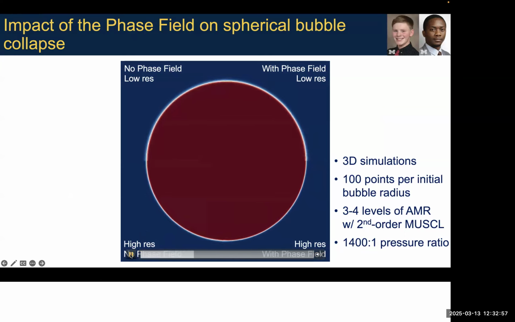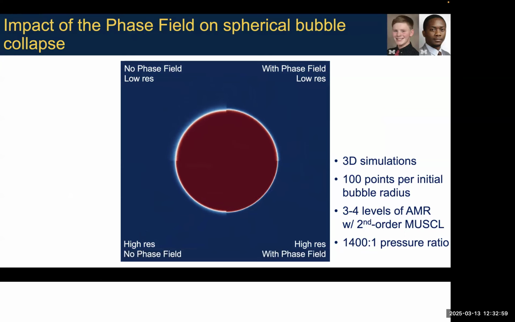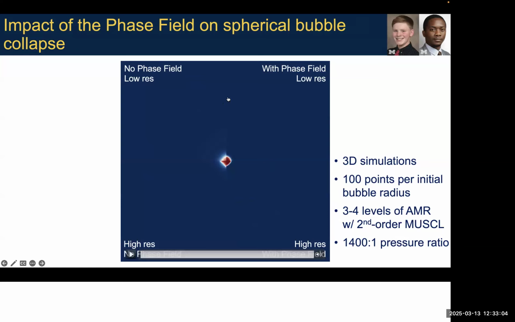And so let me just play this animation again. So we're starting the bubble. This is volume fraction. So the bubble starts at its largest size and it collapses. And what we have is the conventional approach on the left, low resolution on the top, high resolution on the bottom.